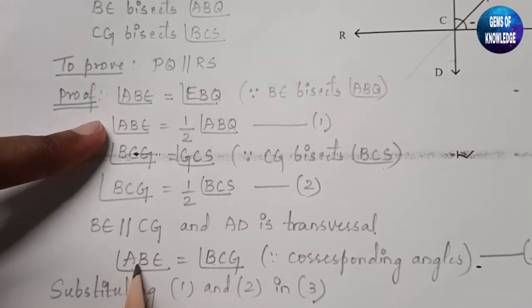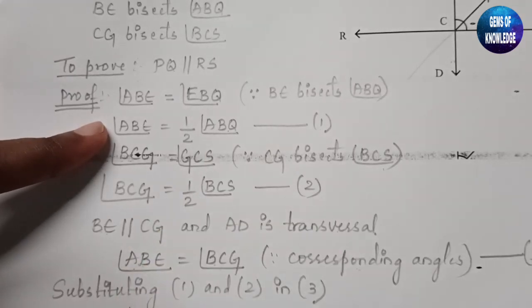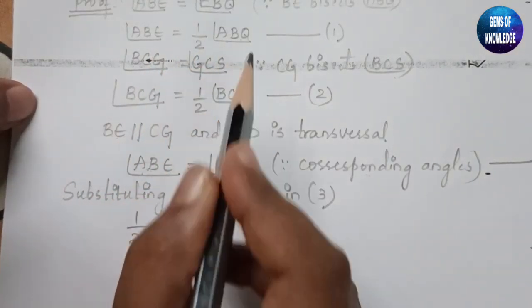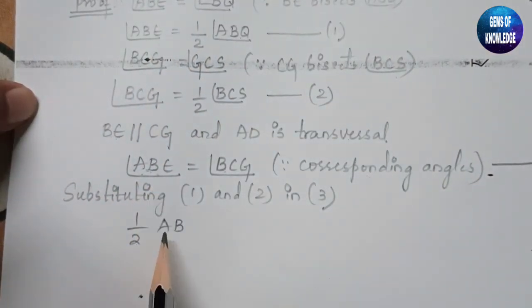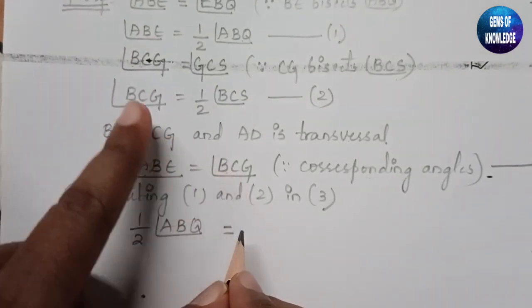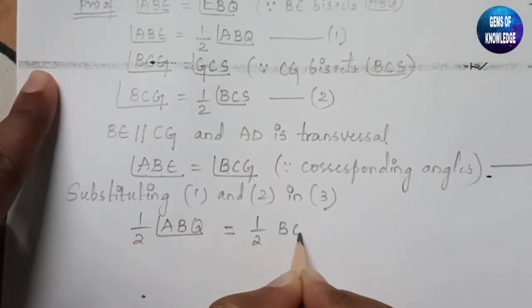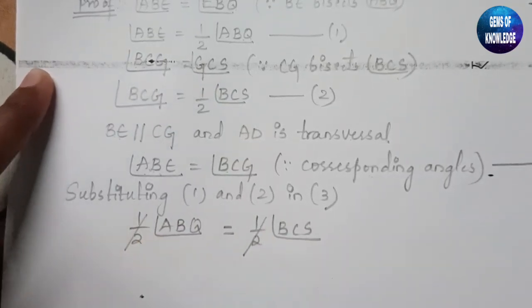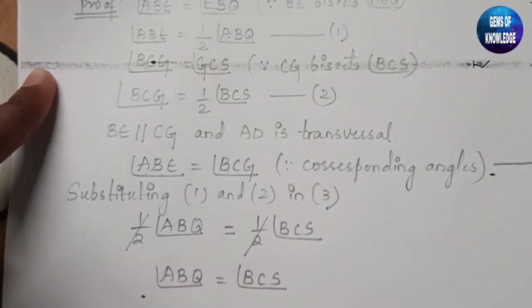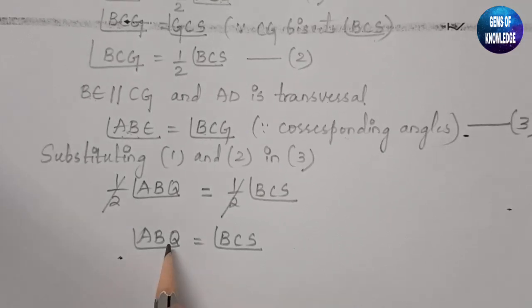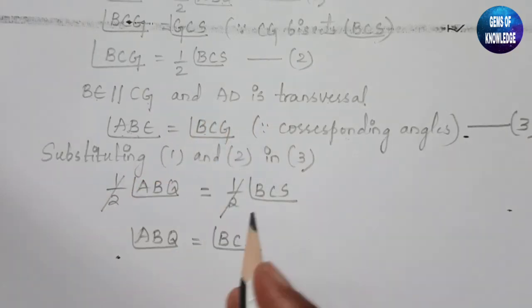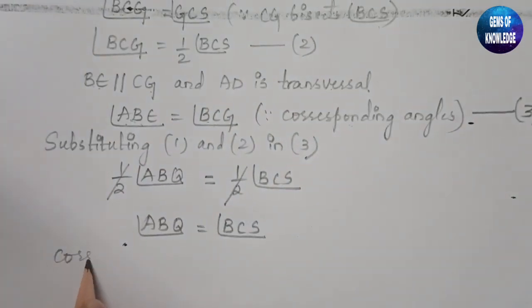What we will get is, in place of ABE, we get half of ABQ. And in place of BCG, we can write half of BCS. So this half and this half are cancelled. We are left with ABQ is equal to BCS. Okay, so this is possible if and only if BE is parallel to CG and AD is a transversal. So we can write corresponding angles.